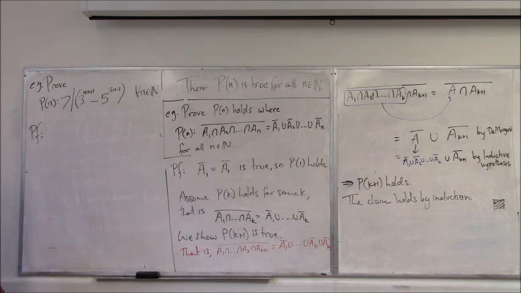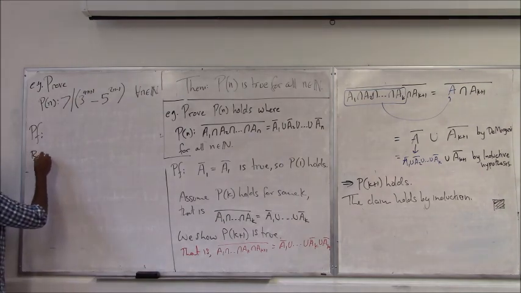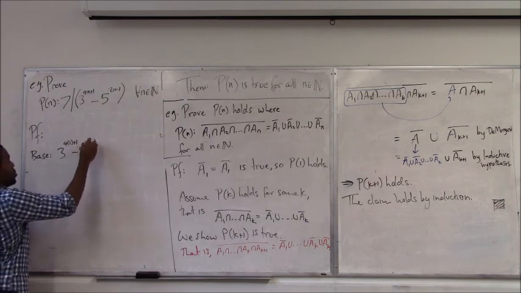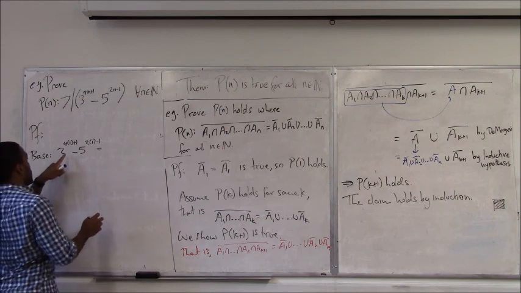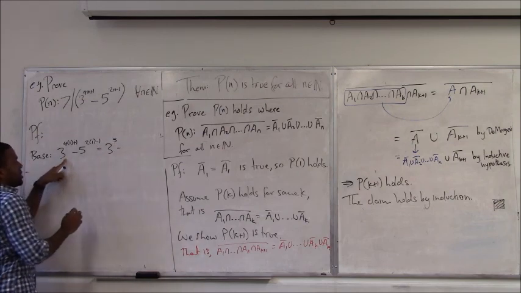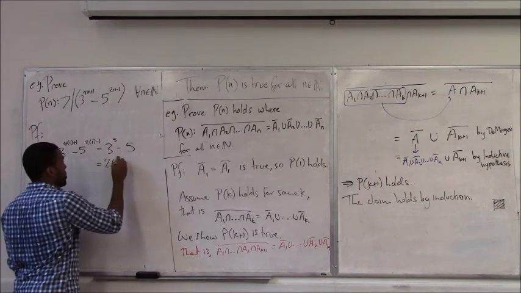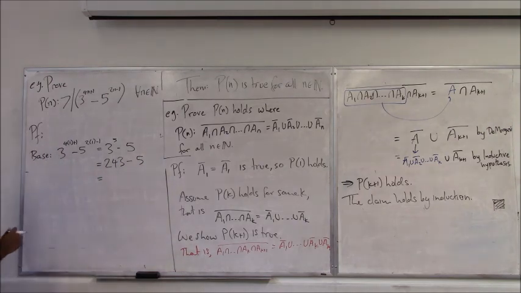Proof. First step, base case. If I take 3 to the 4 times 1 plus 1, minus 5 to the 2 times 1 minus 1, this is equal to, well, that's 3 to the 5th minus 5. What's 3 to the 5th? 243. 243 minus 5 would give us what? 238.